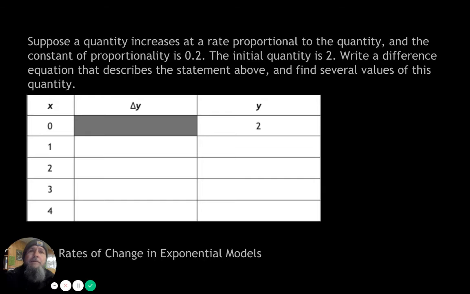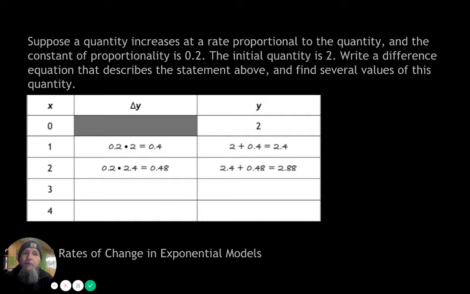So, suppose a quantity increases at a rate proportional to the quantity, and the constant of proportionality is 0.2. If the initial quantity is 2, write a difference equation that describes the statement above and find several values of the quantity. Okay? So 2, the change in y is 0.2 times 2 or 0.4. So y is 2.4. The change in y is 0.48 from 2.4. We add that to 2.4, we get 2.88.